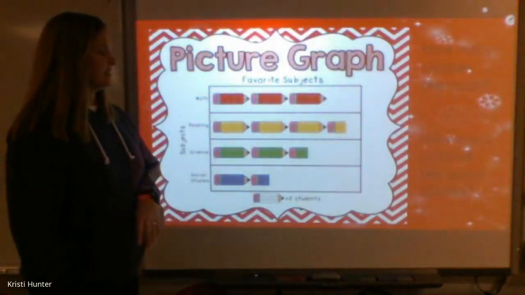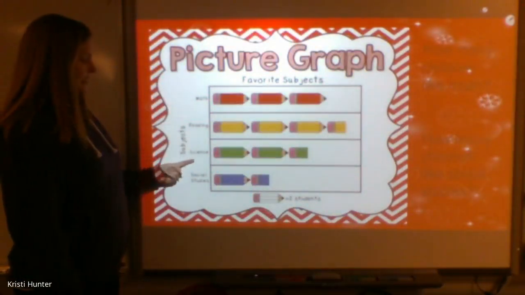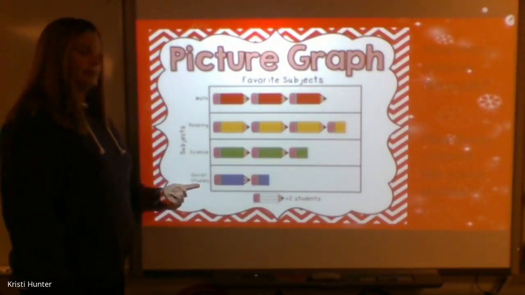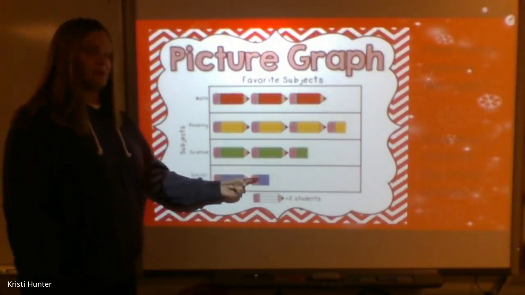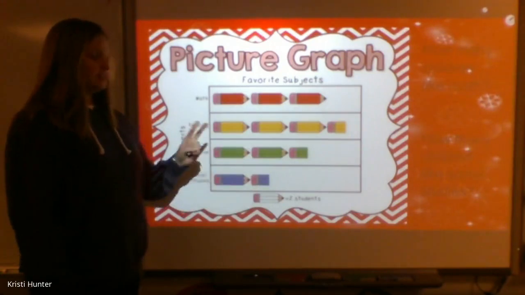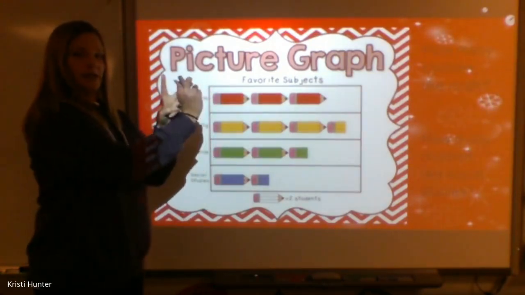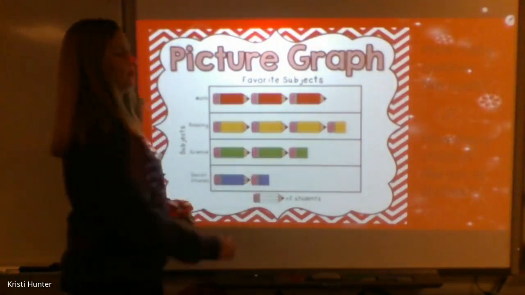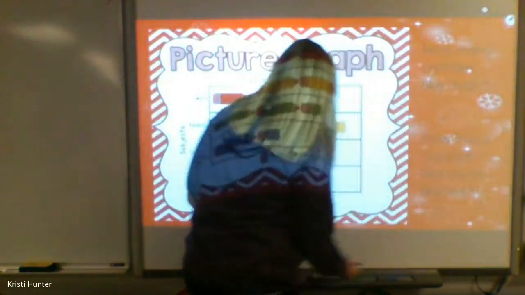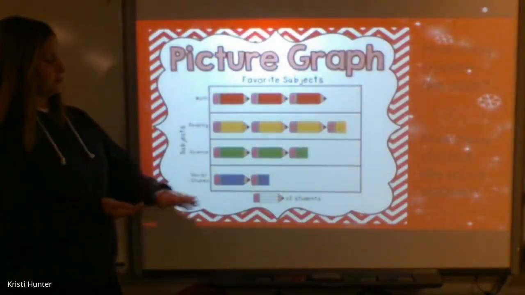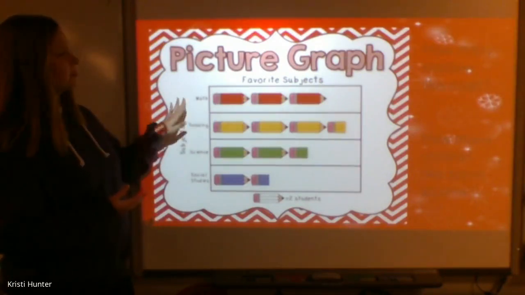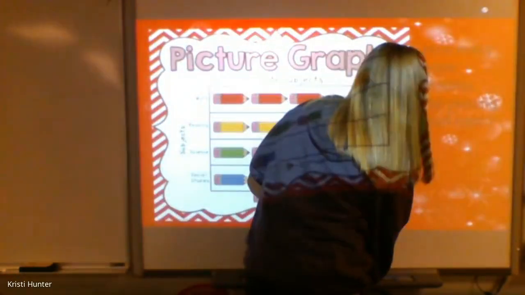How many children like social studies? Social studies is represented by my blue pencils here. So count them up. 2, and remember, it's a half of a pencil. If each pencil equals 2 and you cut it in half, you only have 1. So 2 and 1 more makes 3. So 3 students voted for social studies. 6 students voted for math. Okay, let's look at some comparing questions now.